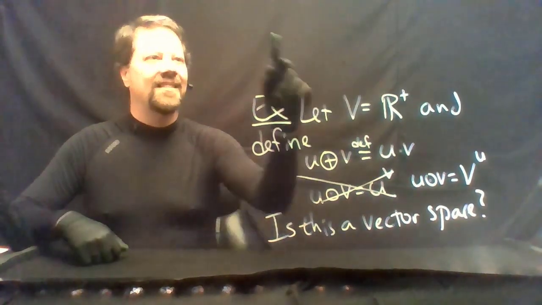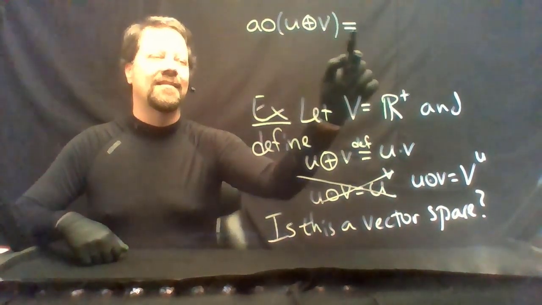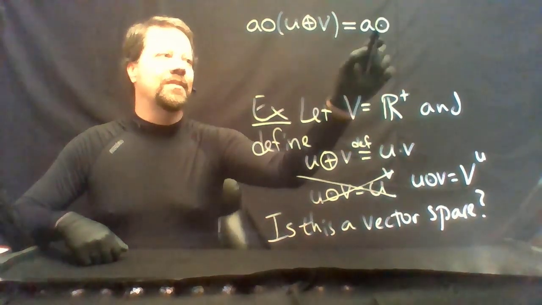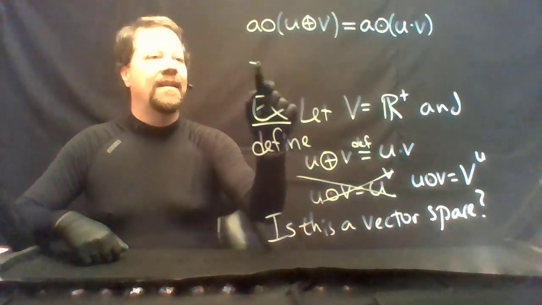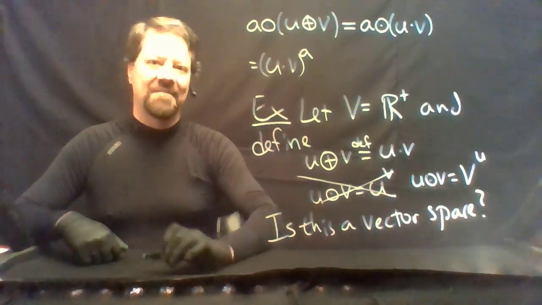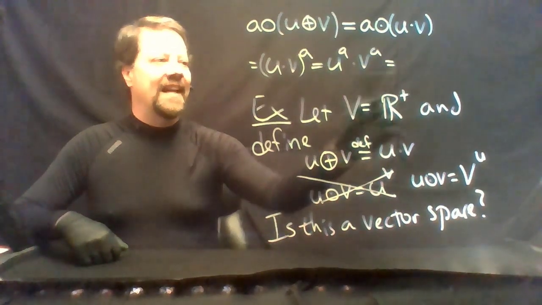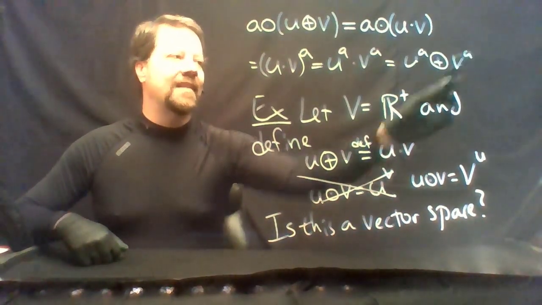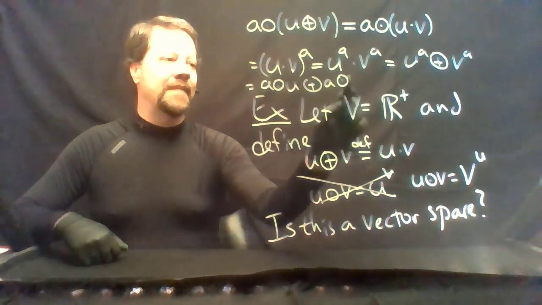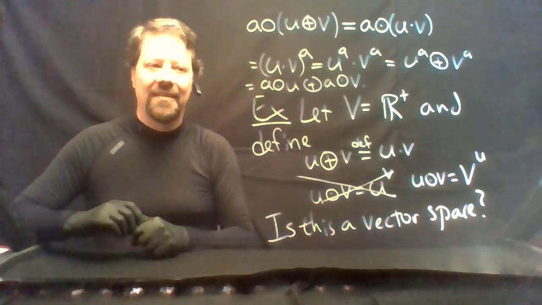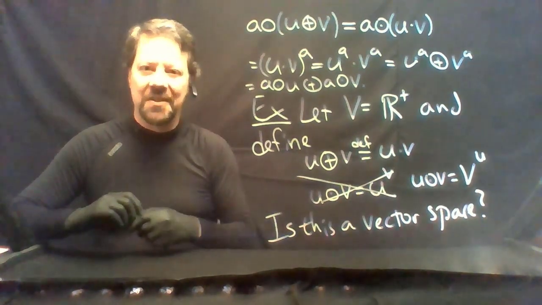Let's try the one more property. Suppose we have a circle times the quantity u circle plus v. This is, according to our rules, a circle times u times v, according to the usual notion of multiplication of positive real numbers. And this is u times v to the power of a. Again, according to the usual rules of arithmetic, that's u to the a times v to the a. And that gives you u to the a circle plus v to the a. And that is a circle times u circle plus a circle times v. So we get both of the distributive laws. With this notion of circle times scalar multiplication, we now have a vector space.